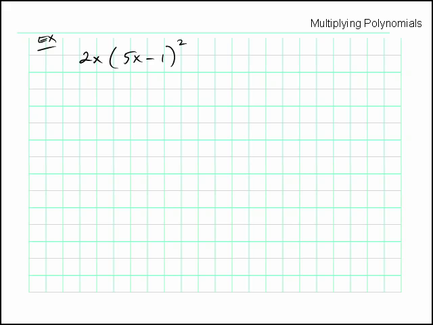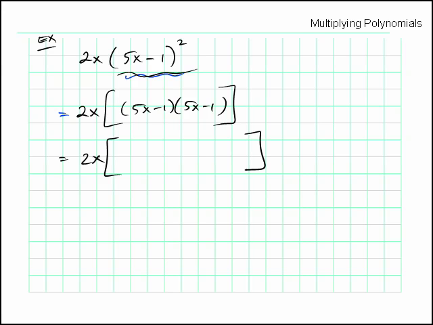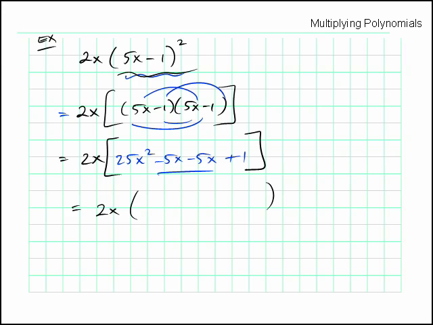Well, let's start with this right here. What do we get if we square that? I'm going to leave that 2x alone, and I'm going to multiply that together. Remember, that means 5x minus 1 times itself. So I'm going to FOIL. 5x times 5x is 25x squared, minus 5x, minus 5x, plus 1. Combine your like terms. We worked it down to this: 25x squared minus 10x plus 1.